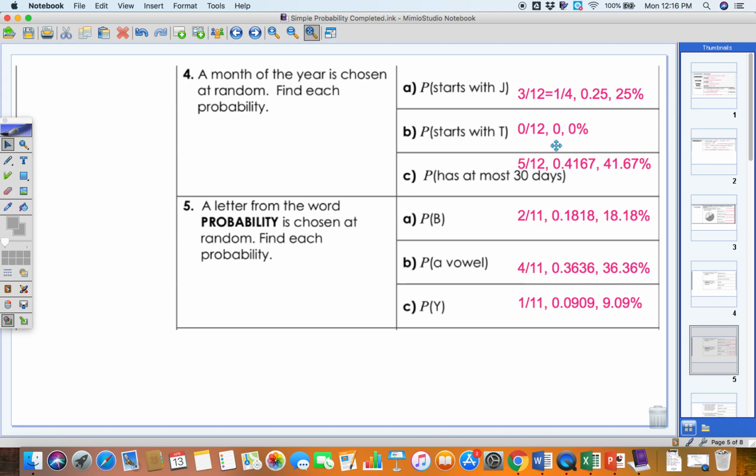In our second example, a letter from the word "probability" is chosen. So for A on number 5, what's the probability that it is a B? Well, there are 2 B's out of 11 letters, so 2 out of 11. That it is a vowel? Vowels are A, E, I, O, U. So we have O, A's, and 2 I's. So there are 4 vowels out of 11 letters. And then the probability that it is a Y is 1 Y out of 11 letters.